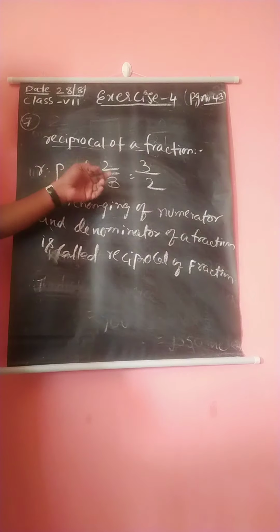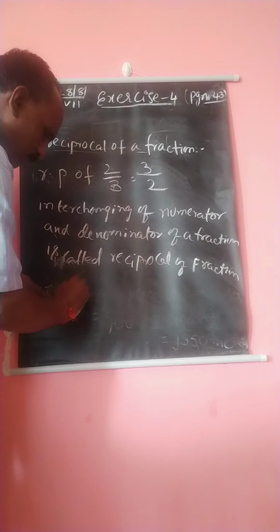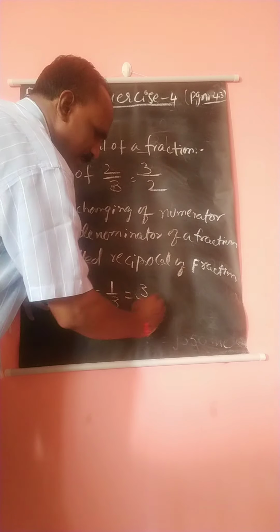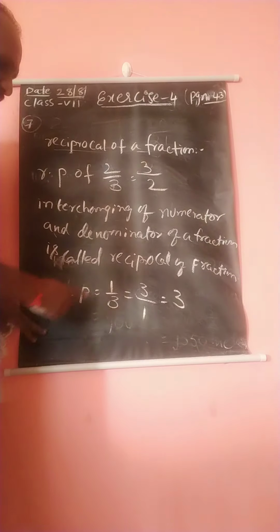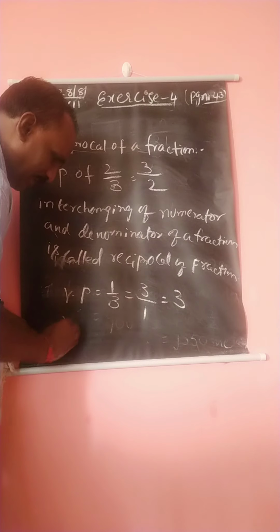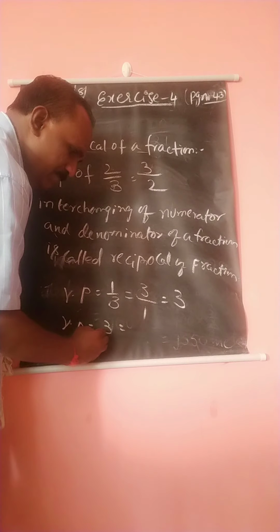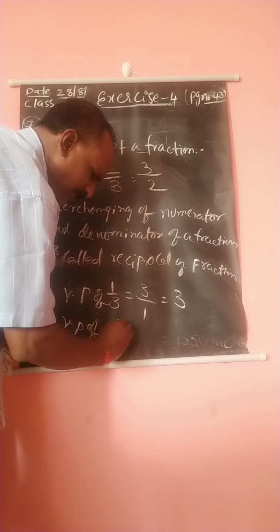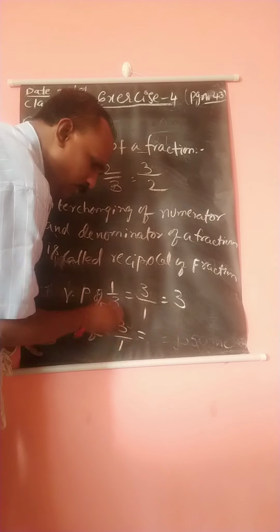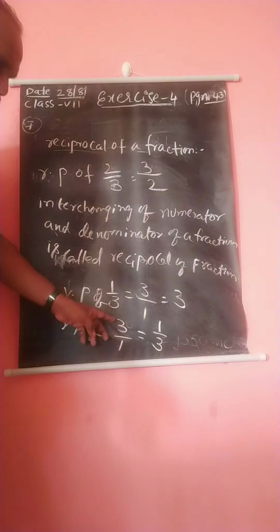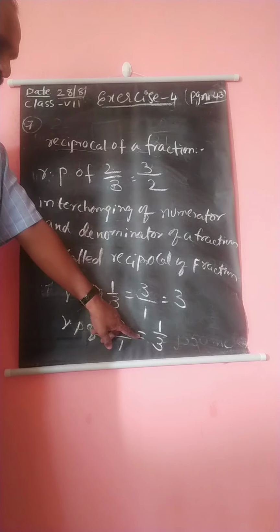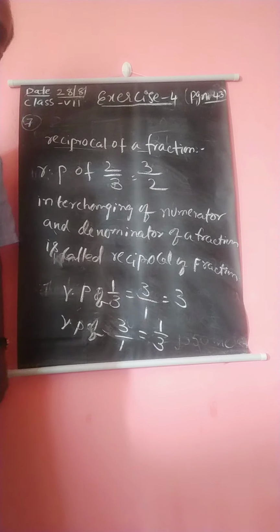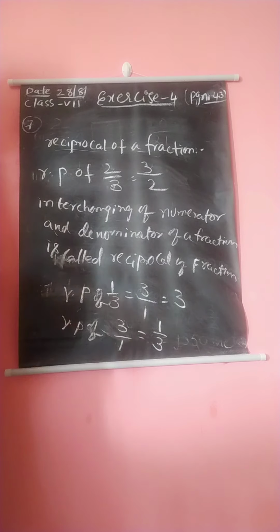Just for 2 by 3, what is that? 3 by 2. For example, what is the reciprocal of 1 by 3? 1 by 3 means 3 by 1, and 3 by 1 is 3 only. The reciprocal of 1 by 3 is 3. Similarly, what is the reciprocal of 3? We can write 3 as 3 by 1. Its reciprocal, what will happen? Interchange numerator and denominator: 1 by 3 will come. This is called the reciprocal of a fraction.